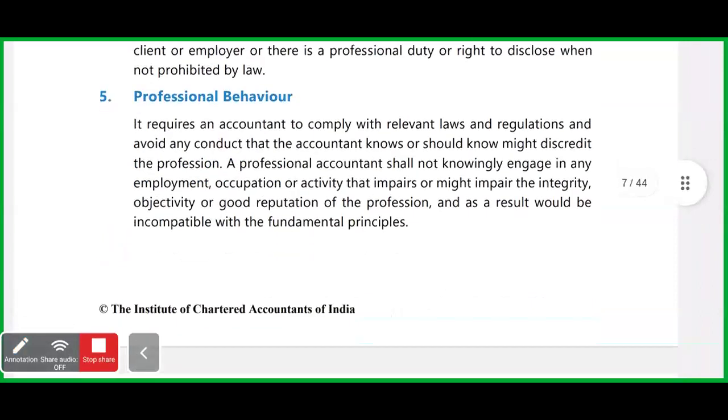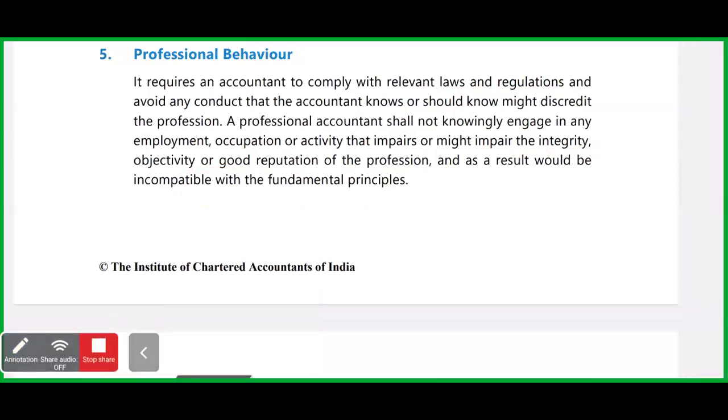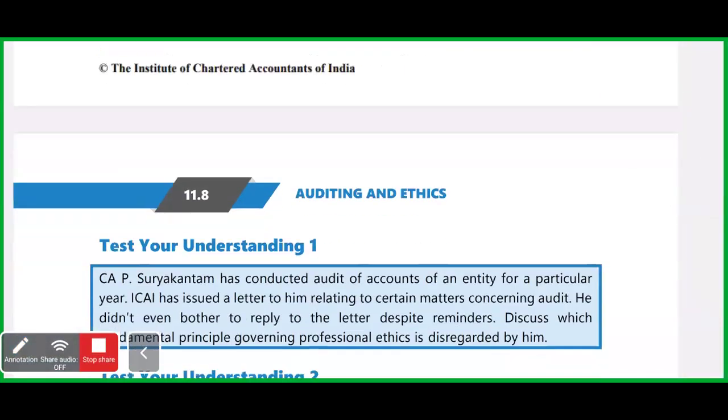Next is professional behavior. It requires an auditor to comply with relevant laws and regulations. So, a professional accountant should not knowingly engage in any activity, employment, or occupation that may challenge his integrity, objectivity, or the good reputation of the profession. Anything which makes the auditor incompatible with the fundamental principles is something the auditor shall not engage in. That is called professional behavior.